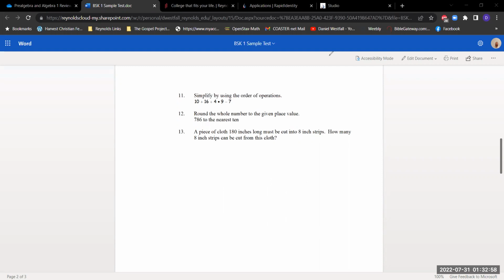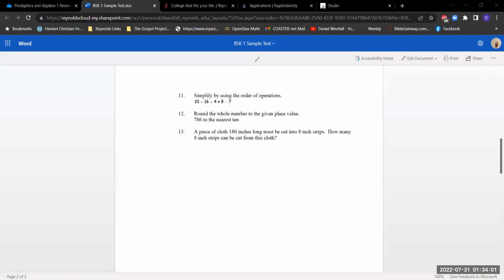Number 12, we're going to round the whole number to the given place value. So we want to take 786 and round it to the nearest 10. Since this is the place value you want to round to, we're going to look at this one to decide. If this place value here is 5 or greater, which it is, we're going to round up. If this had been a 4 or less, we would round down. We're always going to end up with a 0 in the place value before it, so this would have rounded to 780. If it had been 780 to 784, it would have rounded down to 780. If it was 785 through 789, it would have rounded up to 790. So we rounded up.